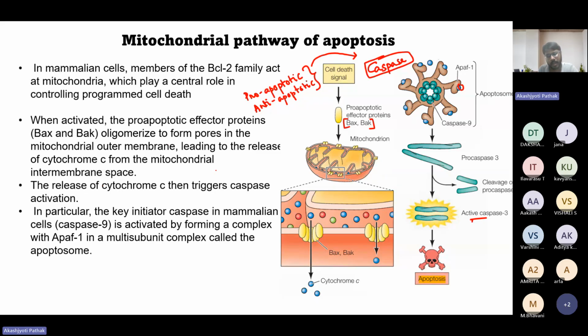So there is a lot of theory related to caspases. What are the pro-apoptotic initiator caspases? What are the effector caspases? These details you will be reading in your cell biology course. But what happens here is that there is an initiator caspase called caspase 9, and this caspase 9 is activated by forming a complex with APAF1. Together they form a complex called the apoptosome.